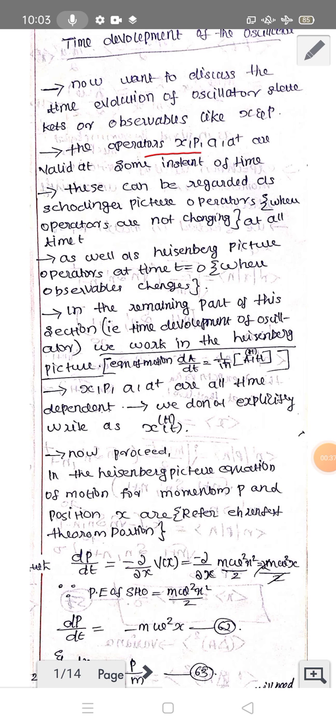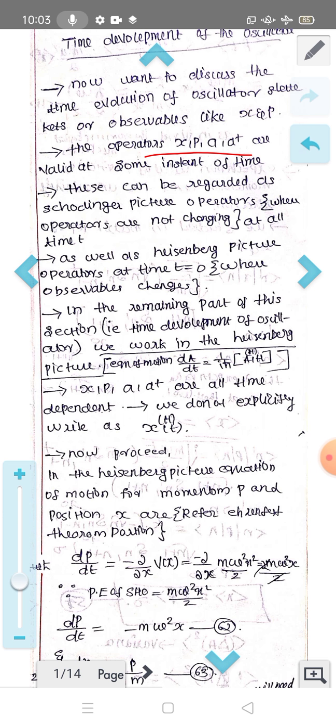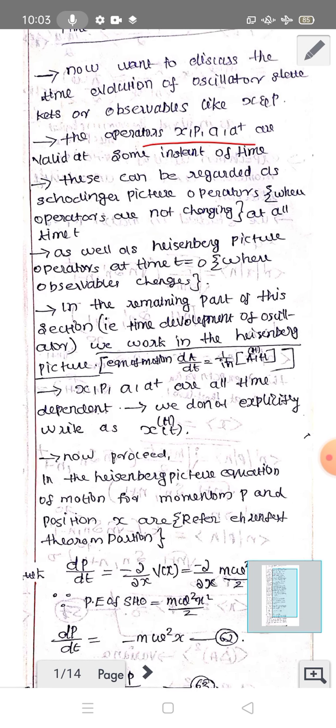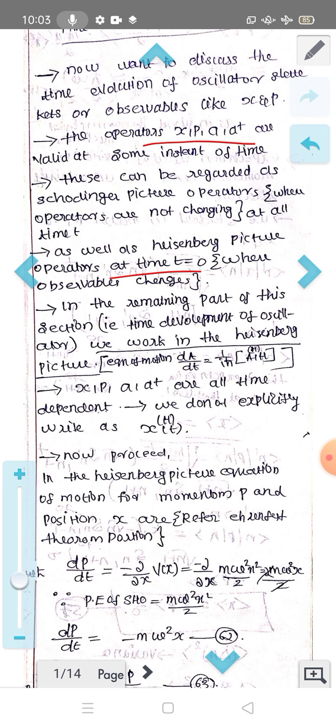The operators x, p, a dagger are valid at some instant of time. So this can be regarded as Schrodinger picture operators. So in Schrodinger picture, operators are not changing at all, as well as in Heisenberg picture operators at time t equal to 0, while the observable changes. So in this section, we are discussing the time development of the oscillator in Heisenberg picture.